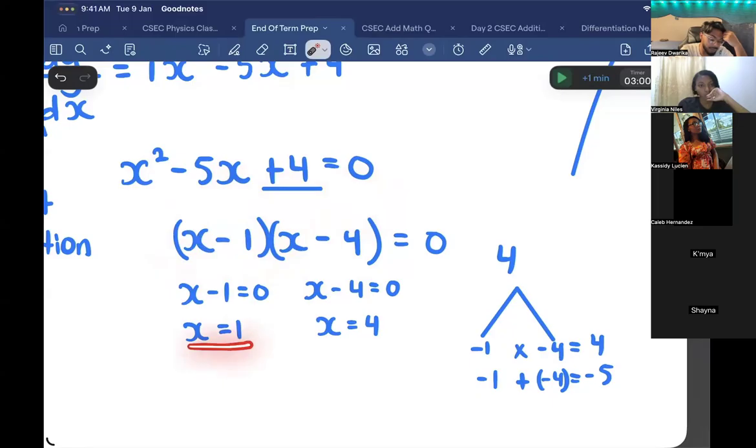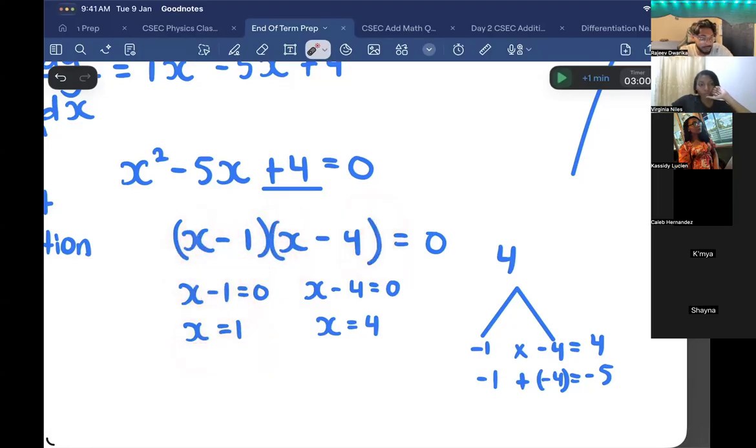And let me ask you a question. When x is 1, what happens to this bracket? What does our bracket turn to? 1 minus 1, 0. And then that 0 is going to multiply by what? Well, by x minus 4, but it doesn't matter because it's just going to be 0. Exactly.